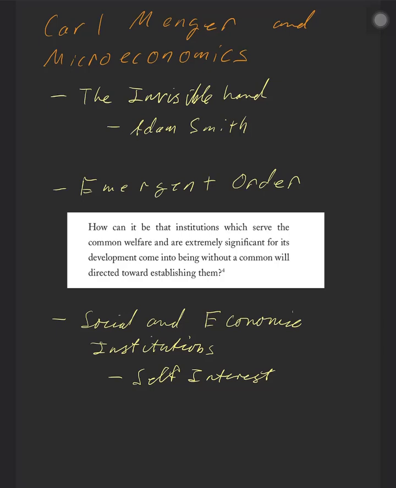So this is what's called the Mengerian question, named after Carl Menger. How can it be that institutions which serve the common welfare and are extremely significant for its development come into being without a common will directed toward establishing them? This is that human design versus human action. So this is human action, but it's not human design. This later becomes called spontaneous order theory.